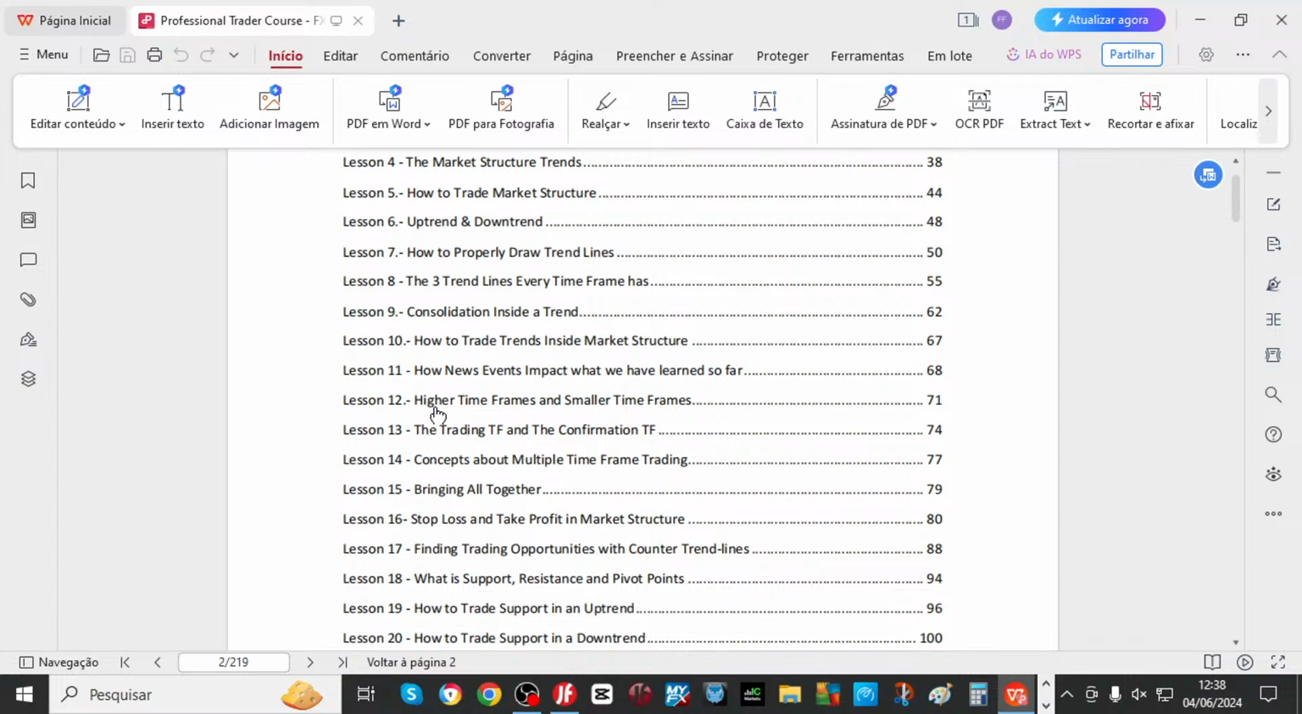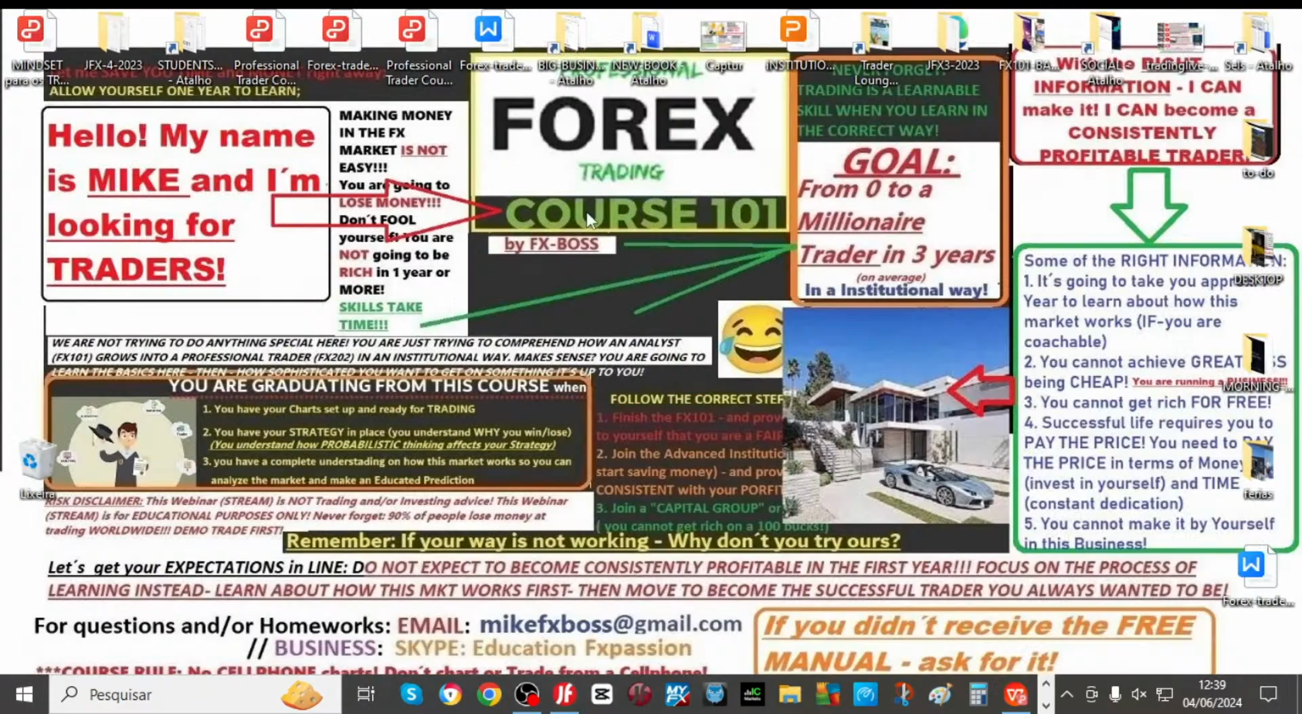Recap. This year you've learned how news events impact what you have learned so far. You have learned how higher time frames control smaller time frames. You've learned that before you enter on the daily, you should check the weekly and the monthly. And then you've learned the concepts about multiple time frame trading. And again, everybody, tomorrow we are ending the Forex course 101 for this year. Tomorrow we have recap part 2 and then we start all over again.